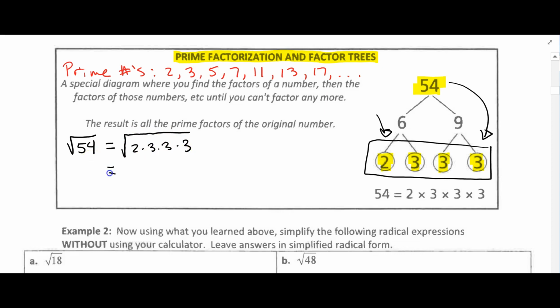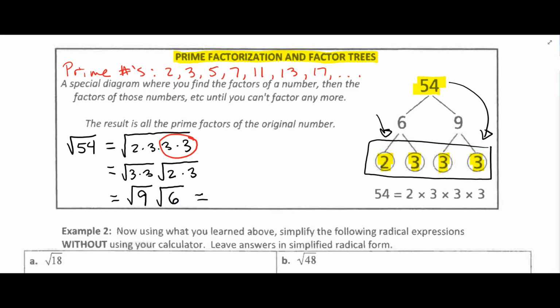And then what I want to do is pair things up. So here's a pair of 3. I'm going to take those and put them under their own radical. So that's the square root of 3 times 3. And anything that doesn't have a pair is also going to go into another square root. Alright, and the square root of 3 times 3 is the square root of 9. So notice 9 is a square number. It has a perfect square root. And then we'll multiply these to get the square root of 6.